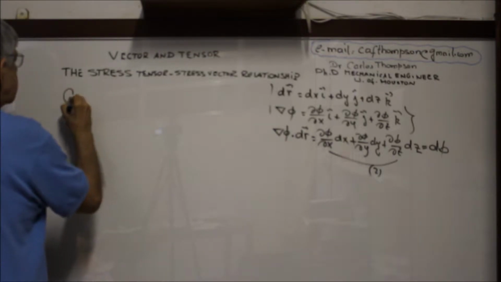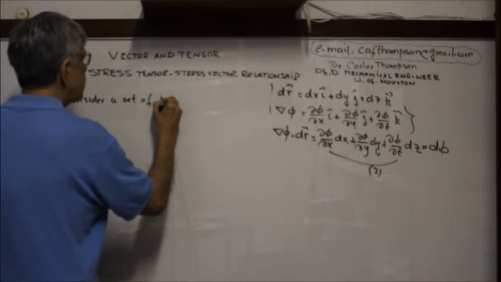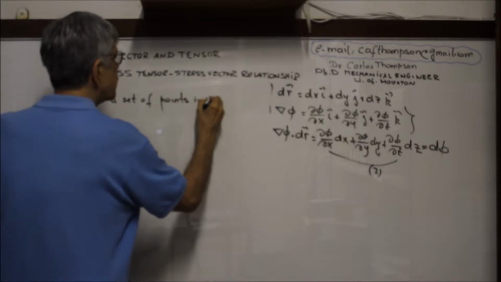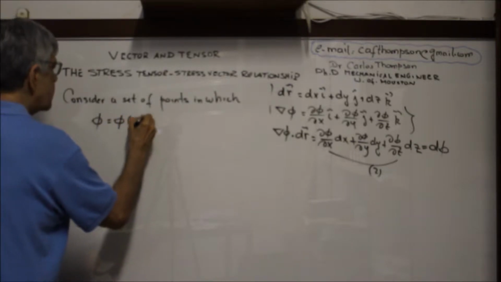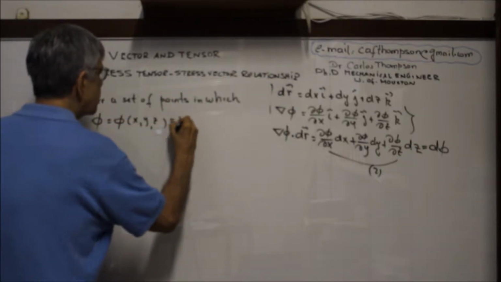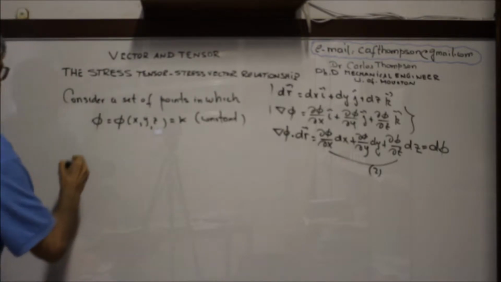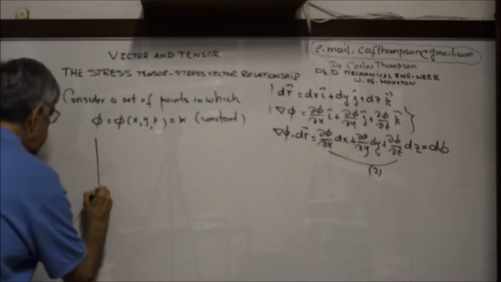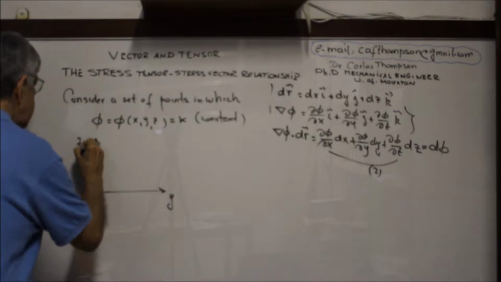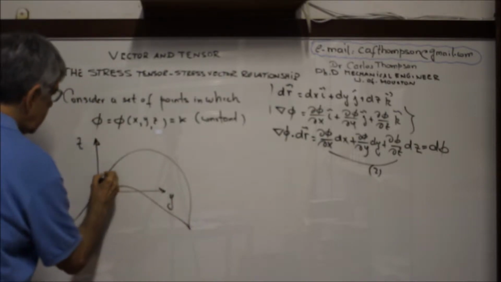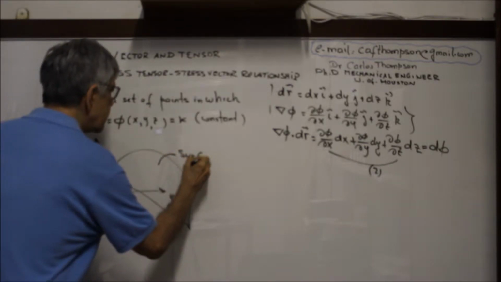Consider now a set of points in which the function phi of x, y, and z is a constant k. The k is constant. Now, let's draw over here. You see this x, y, z, and this is a surface. This we call a surface.